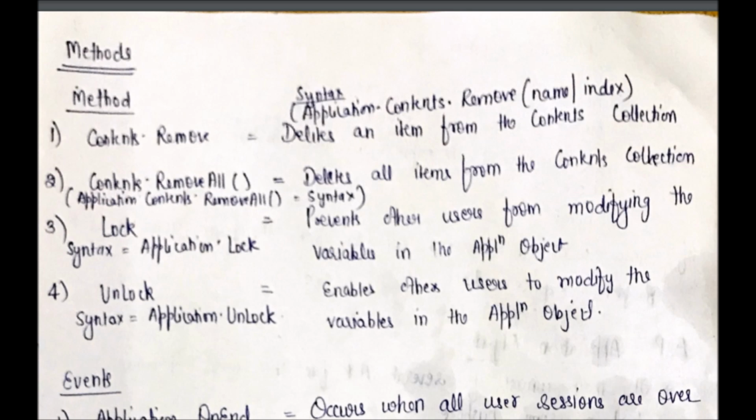The last is Unlock. Unlock enables other users to modify the variables in the application object. If the application is locked, it prevents other users from modifying the variables, and if it is unlocked, then it enables other users to modify the variables. You can say both are quite opposite to each other.